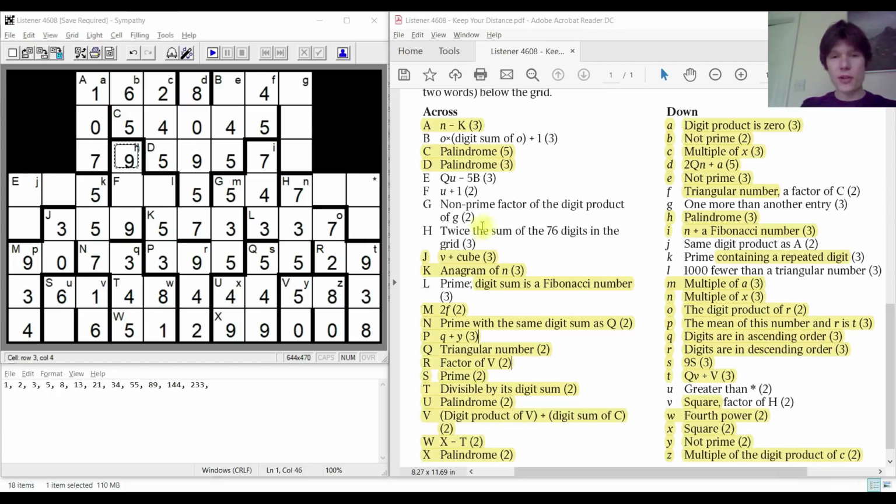Next we can calculate the entry at big B across, which is little o times its digit sum plus 1. Well, little o is 72, its digit sum is therefore 9. 9 72s are 648, plus the 1 gives us 649, which fortunately fits with the 4 we already have in the grid, and I can cross off that clue.